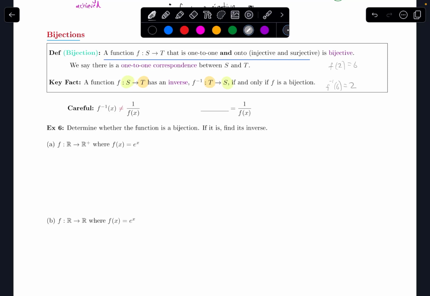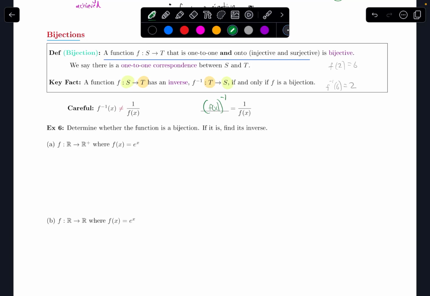One thing about notation: when I write f and then a -1 like this, it doesn't mean an exponent. So it's not 1 over f of x. This just means an inverse function. If I wanted to say 1 over f of x, we would write f of x, put big parentheses around the whole thing, and then put a -1. And now it means inverse.